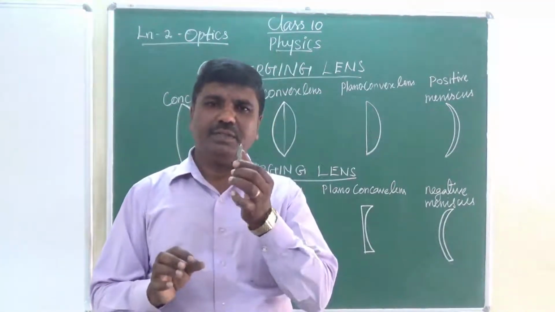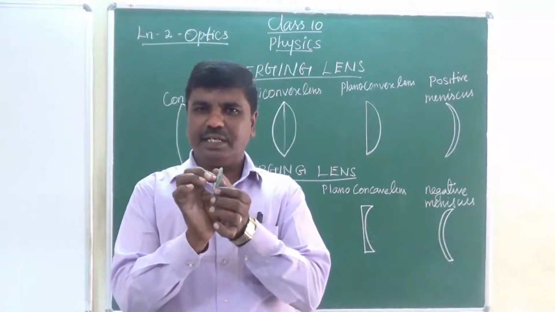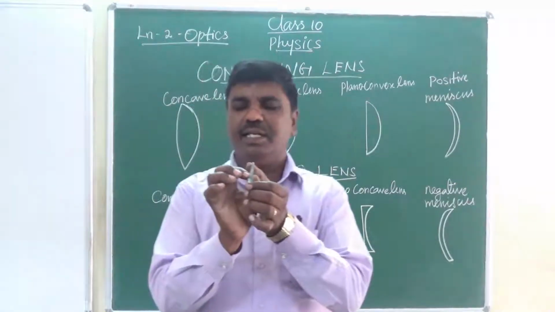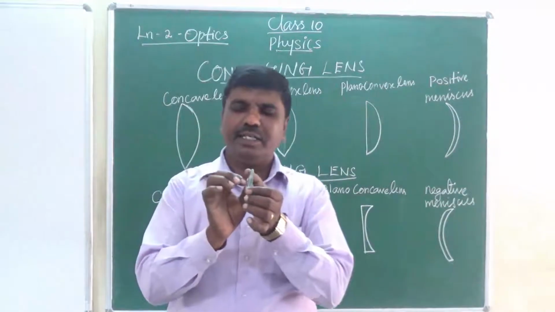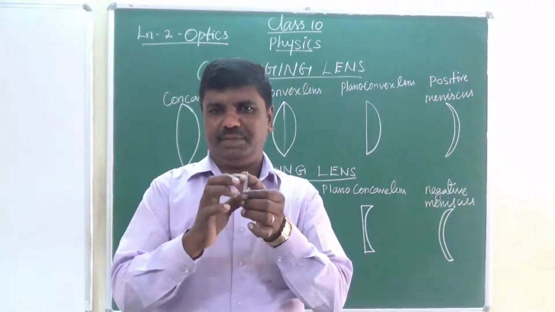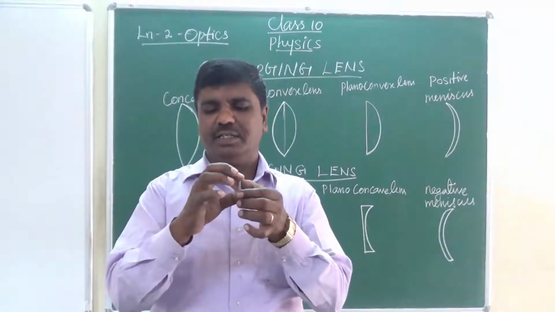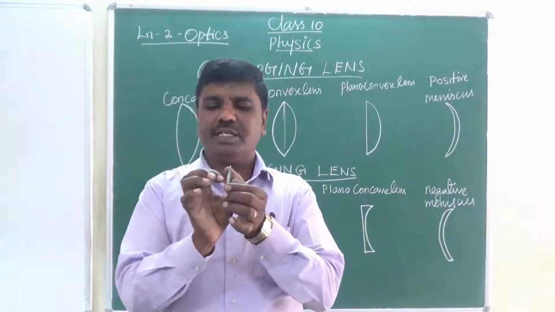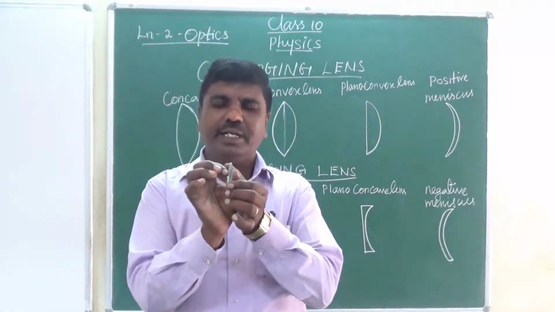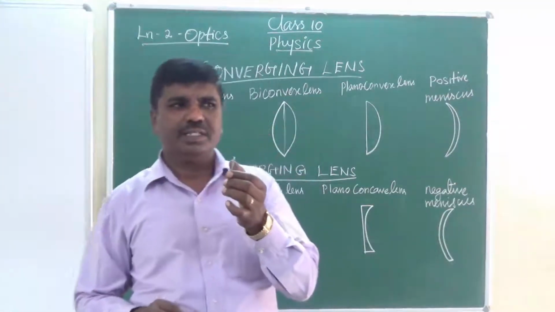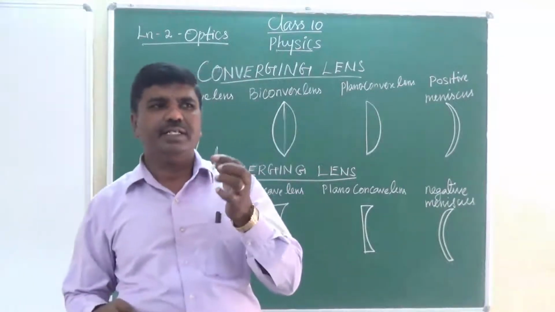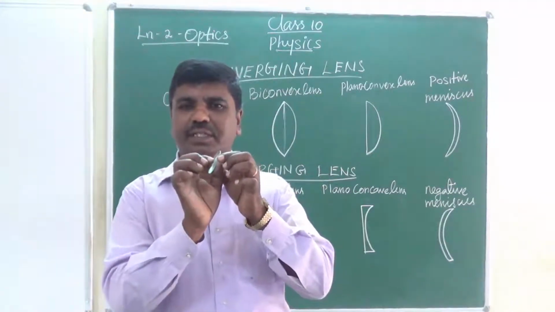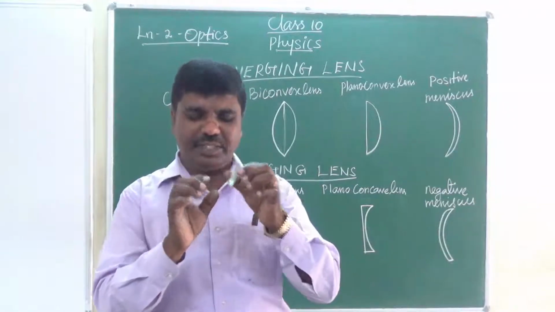If you take a convex lens, at the center it is thicker. The center point of the lens is thicker, and at the edge of the lens it is thinner. The total surface of the lens is thinner at the edge, but at the center point it is thicker. From this shape we can find it is a convex lens, due to being thicker at the middle and thinner at the edge.